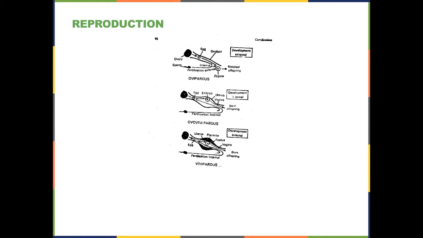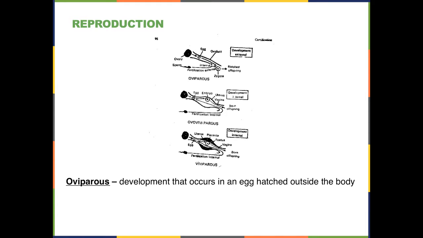When speaking of reproduction, there are 3 types of reproduction. The first of these types is called oviparous.